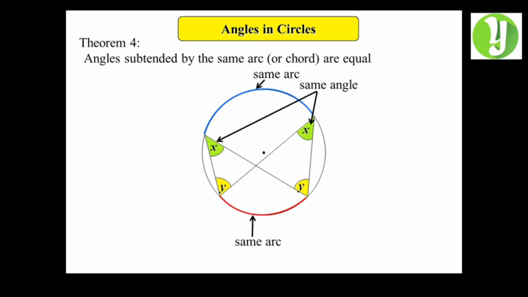Now, these two angles are equal. So, angles by the same arc or the same chord are equal. If you observe from the above side, and if you observe from the down side, y is equal to y and x is equal to x. And some students call that a Spider-Man eye, because it looks like the eye of a Spider-Man.